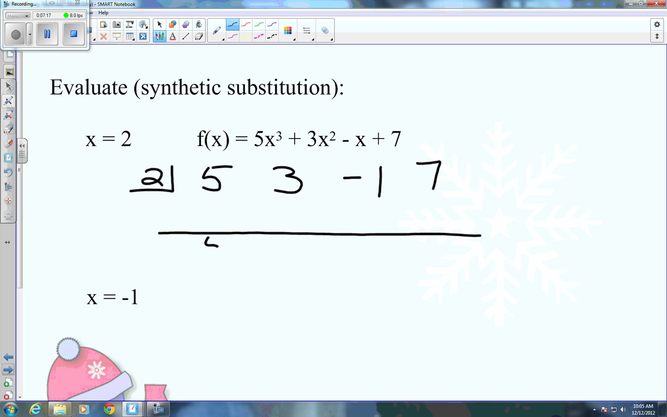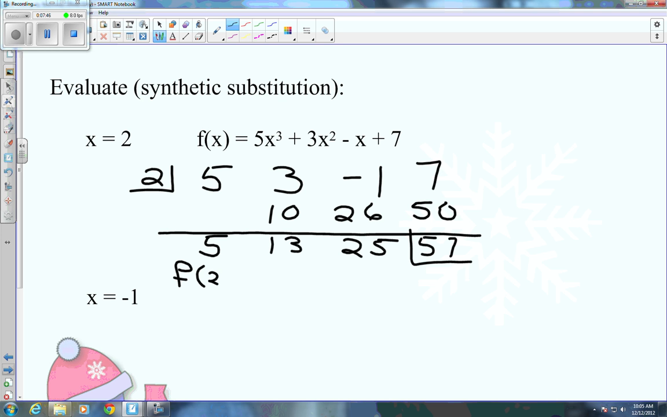Okay, bring down the 5. 2 times 5 is 10. 10 plus 3 is 13. 2 times 13 is 26. Negative 1 plus 26 is 25. 2 times 25 is 50. 50 plus 7 is 57. So I would say f of 2 equals 57.